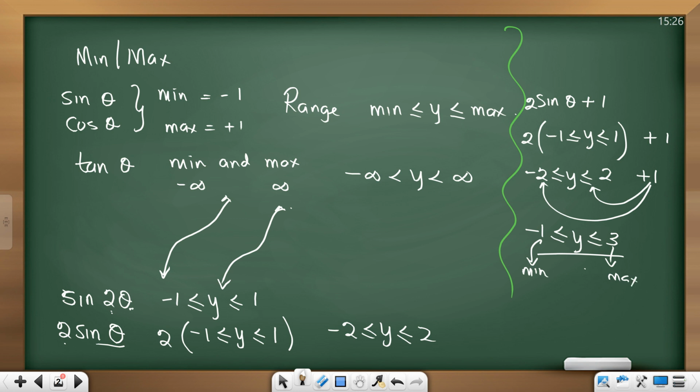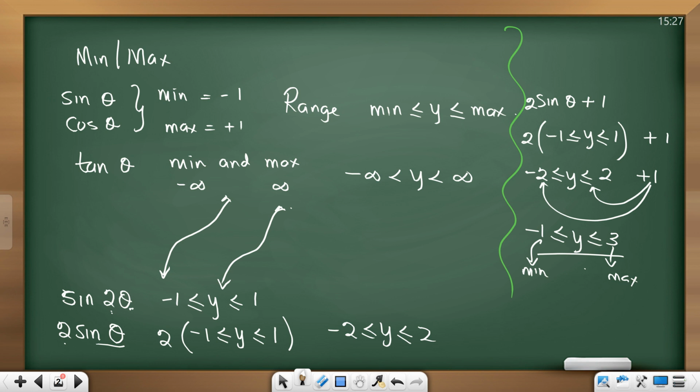Same thing for tan. It's infinity. Even if they shift the graph up, it doesn't matter. Negative infinity plus 2 is still negative infinity because we don't even know what infinity is. I don't know if this makes sense, guys. So when you see minimum and maximum, just work like this.